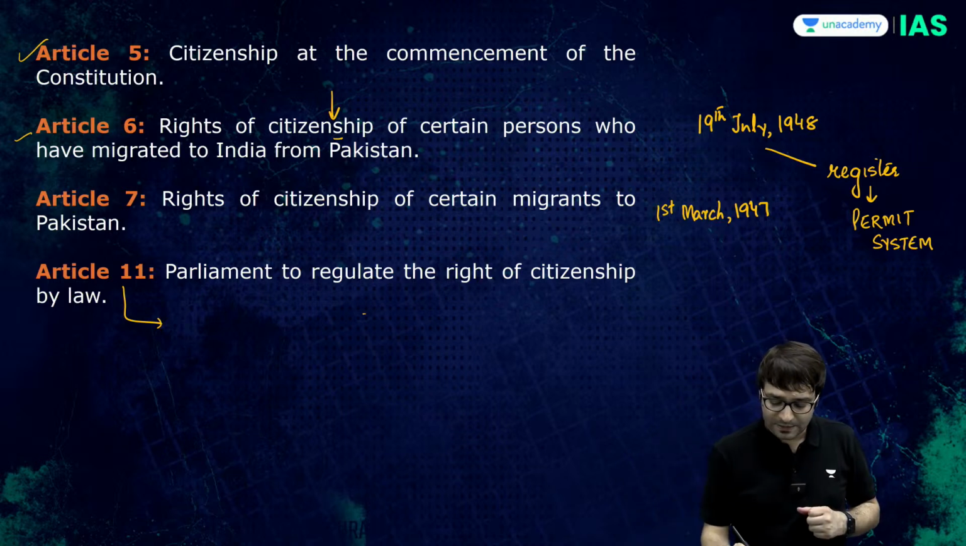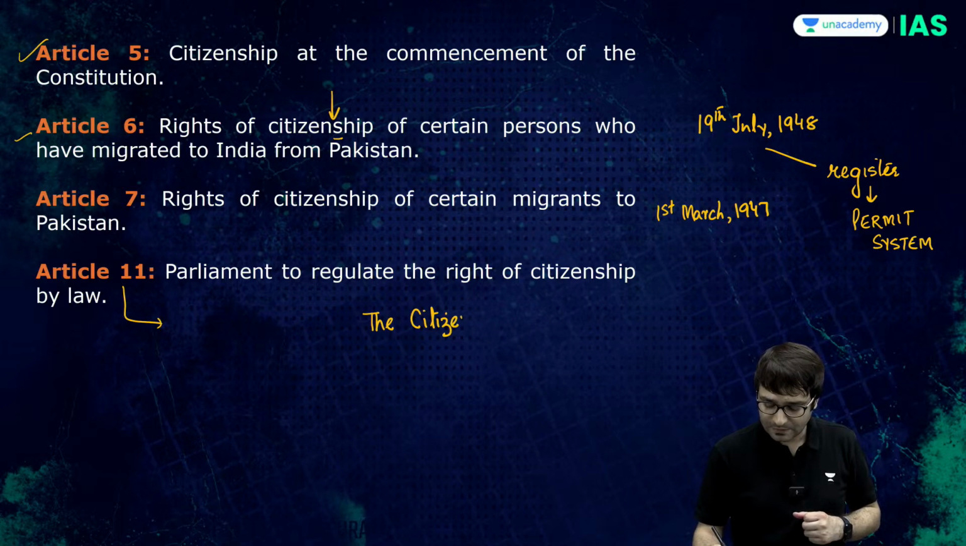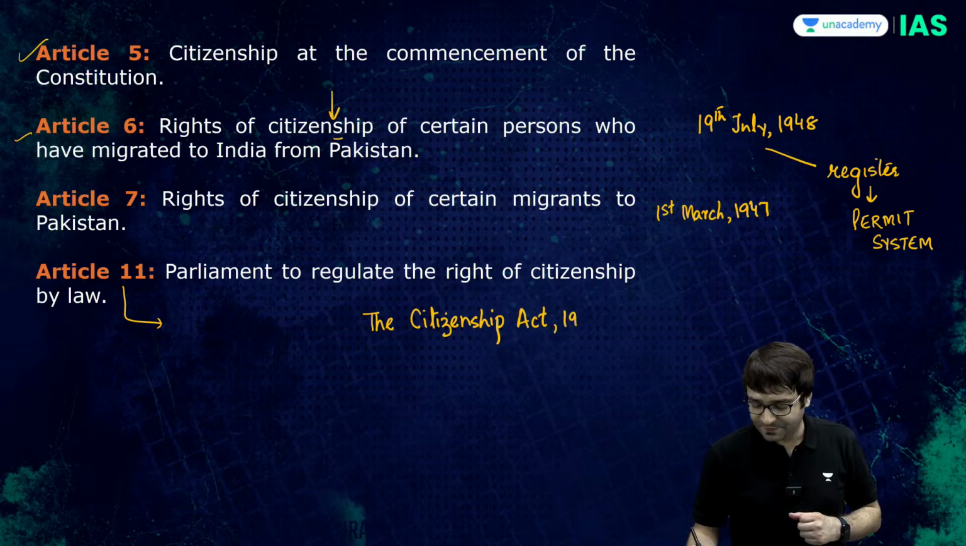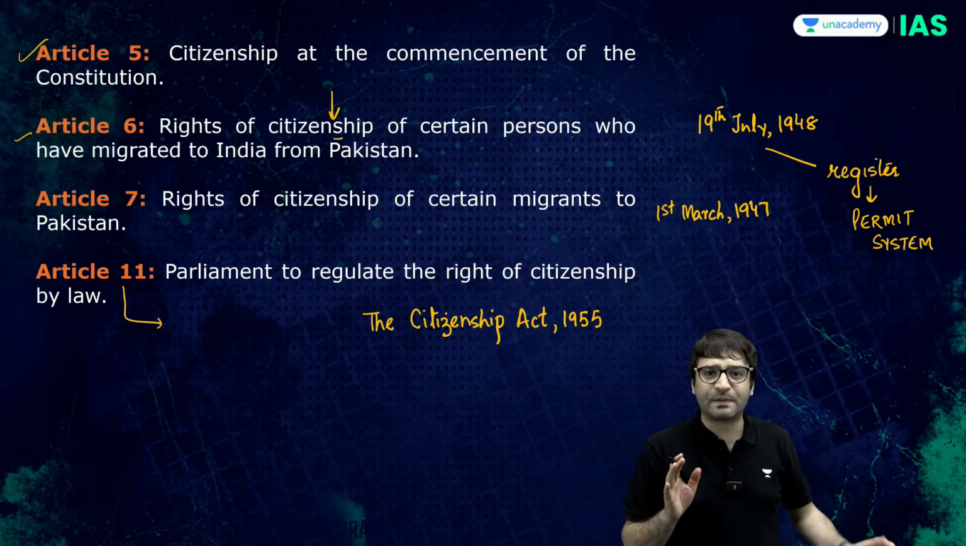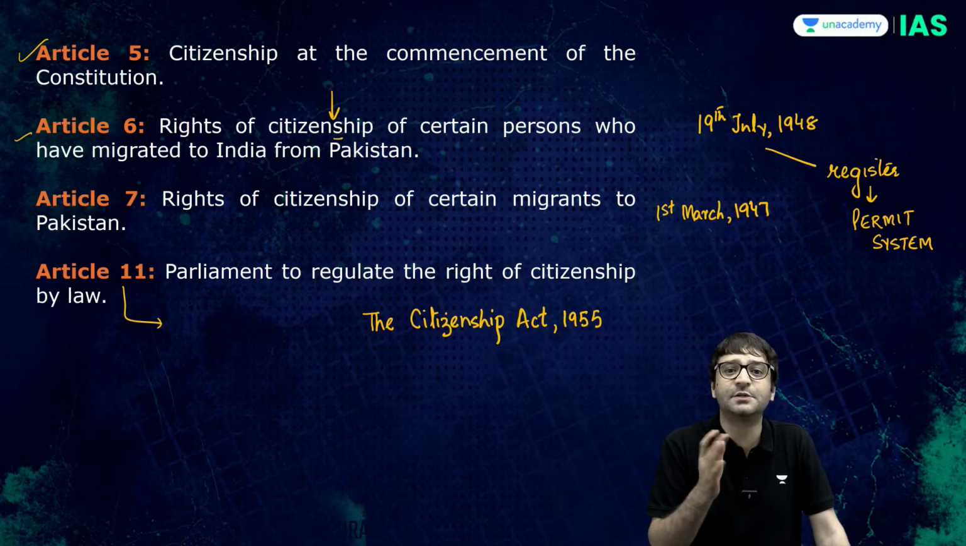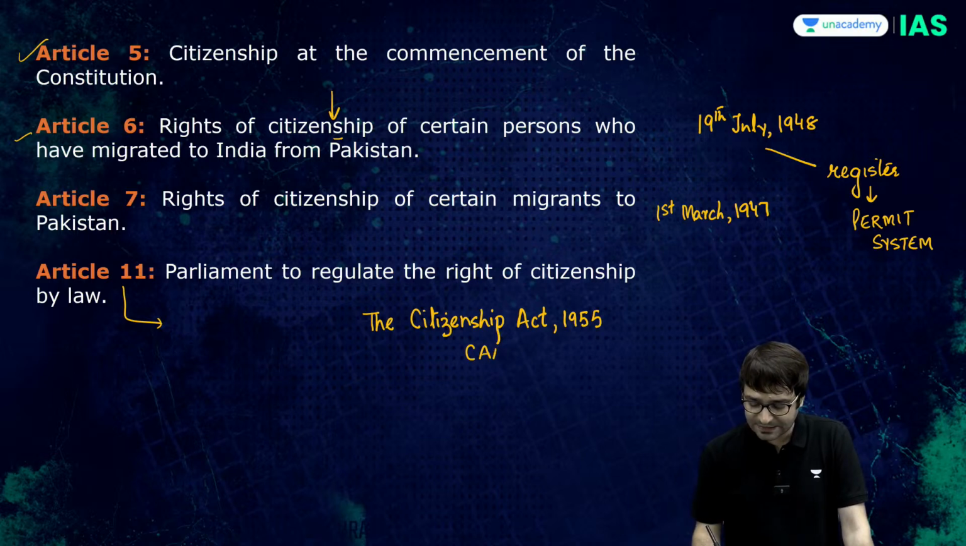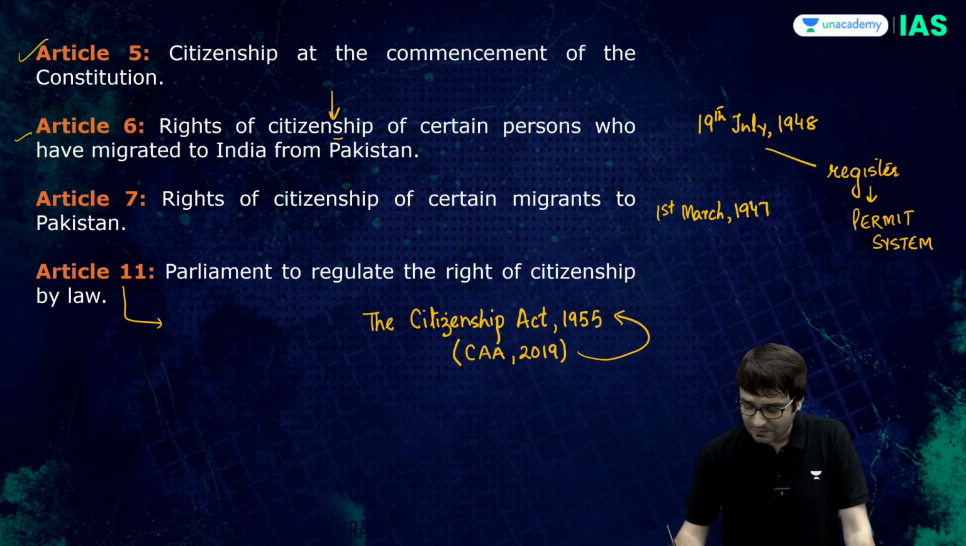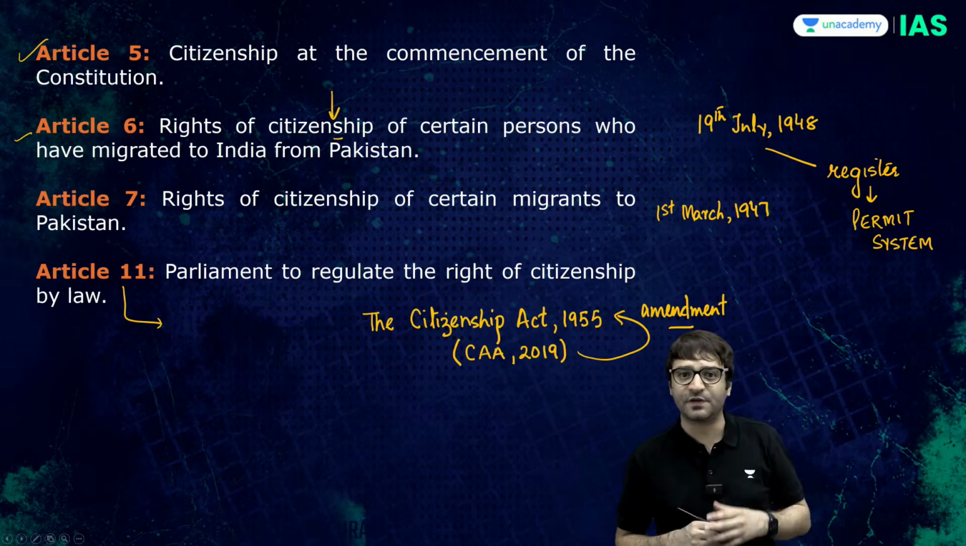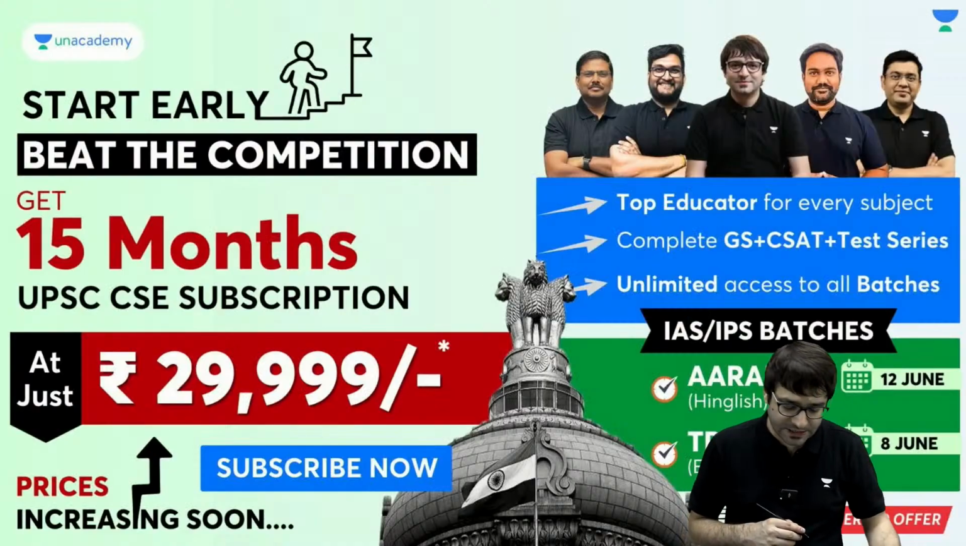And which is that law? The Citizenship Act of 1955. And it is this Citizenship Act 1955 which has been amended multiple times, as recently as 2019, which is what is known as the Citizenship Amendment Act 2019. So the Citizenship Amendment Act is basically an amendment to the Citizenship Act of 1955. Clear? Let's look at the next slide.